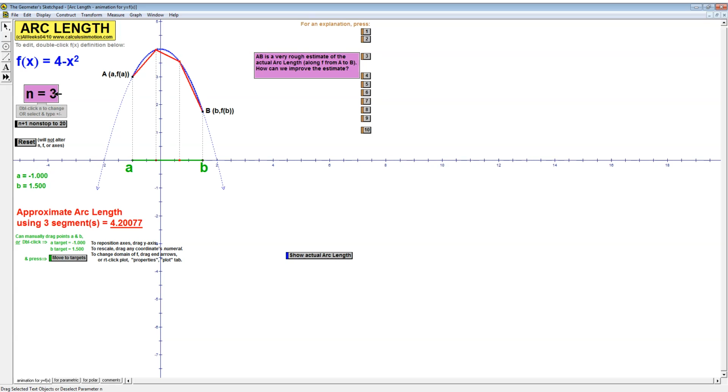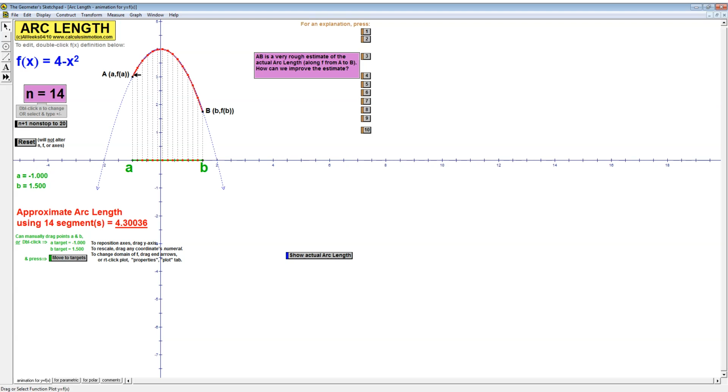Can you see what's happening here? As we have more and more line segments, we have a closer and closer approximation to the actual length of the arc. Just at 5 line segments, there's not a huge difference between the red line segments and the blue arc. And we can see that we're at 4.267 now. And we can continue to increase, and the more we increase, the more accurate you get. We see that we are up over 4.3 at this point with 14 line segments.